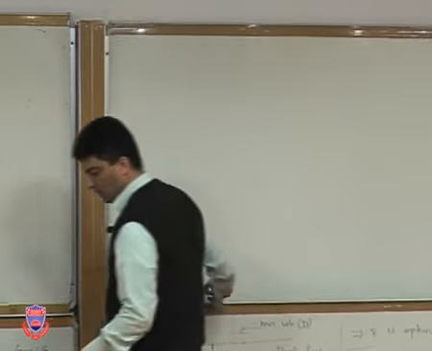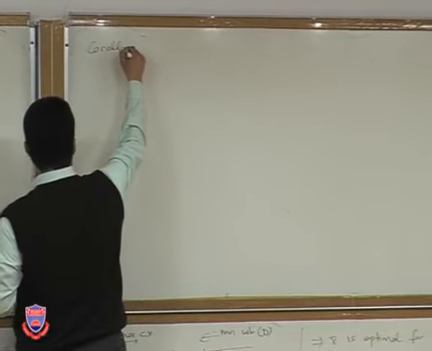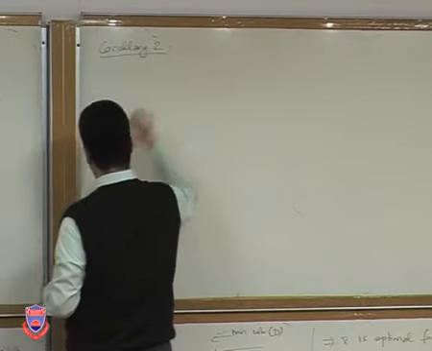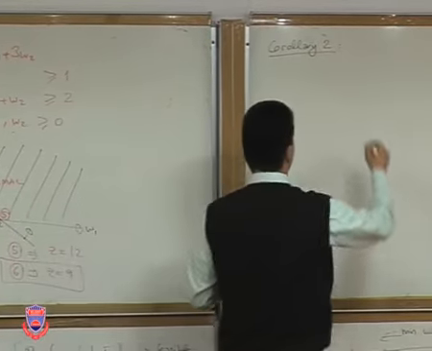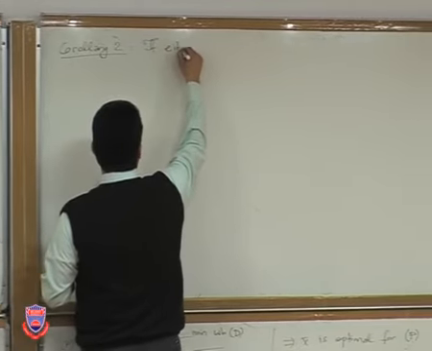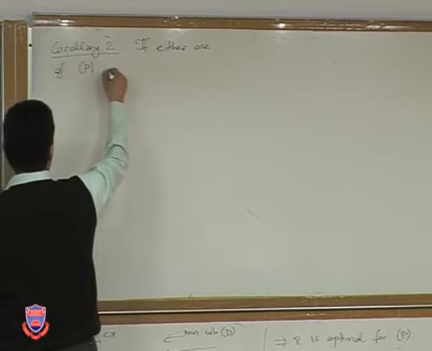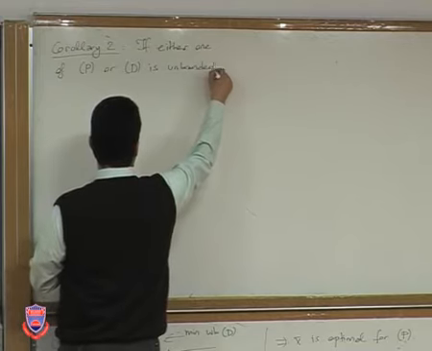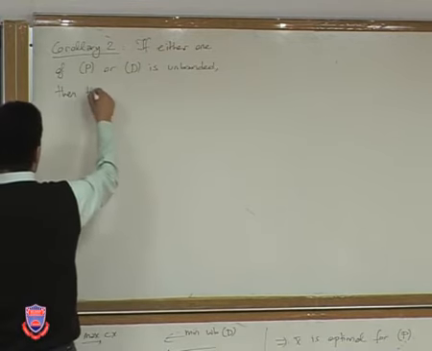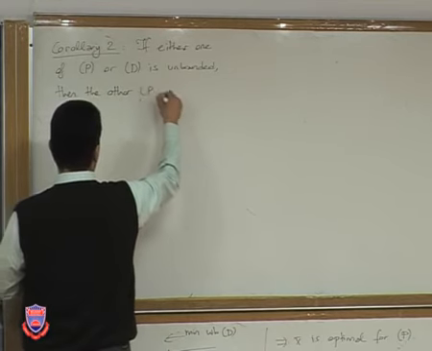So this was the first relationship between the primal and dual problem. Let's look at some other relationships. Corollary number 2. If either one of the primal or dual problems is unbounded, then the other LP problem is infeasible.